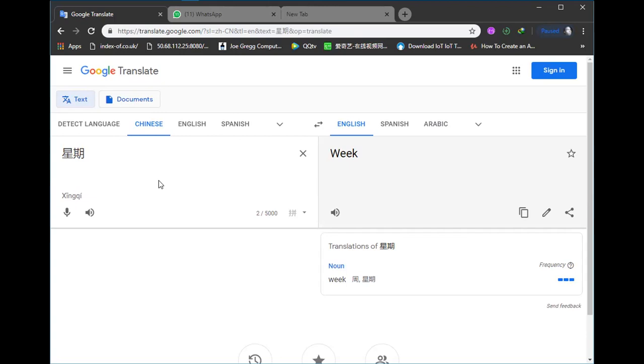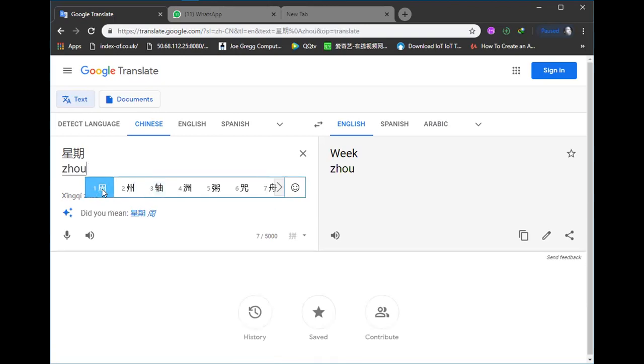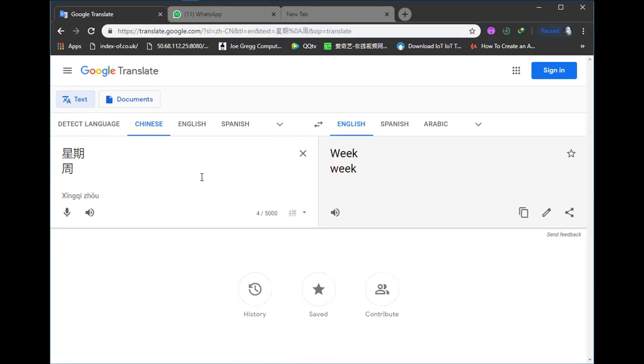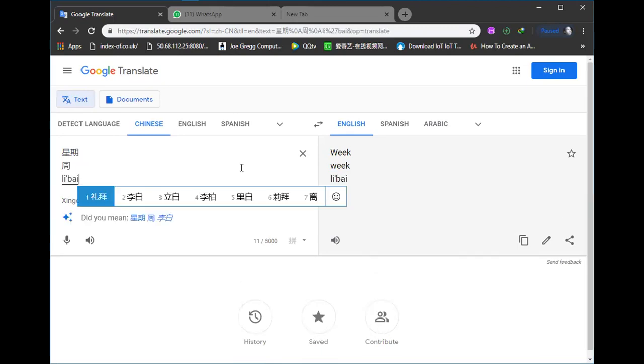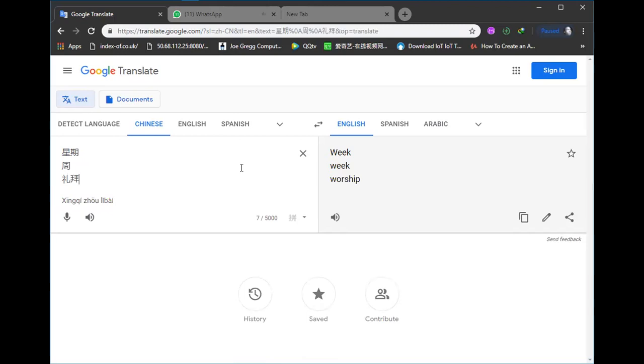And there's another word for week, which is also very popular. It's Zhou. Zhou also means week. So we now have 2 ways to say week, Xing Qi or Zhou. I will show you the last one, which is Li Bai. Which one is more used? Li Bai is used mainly for Sunday, but it also works the same way.